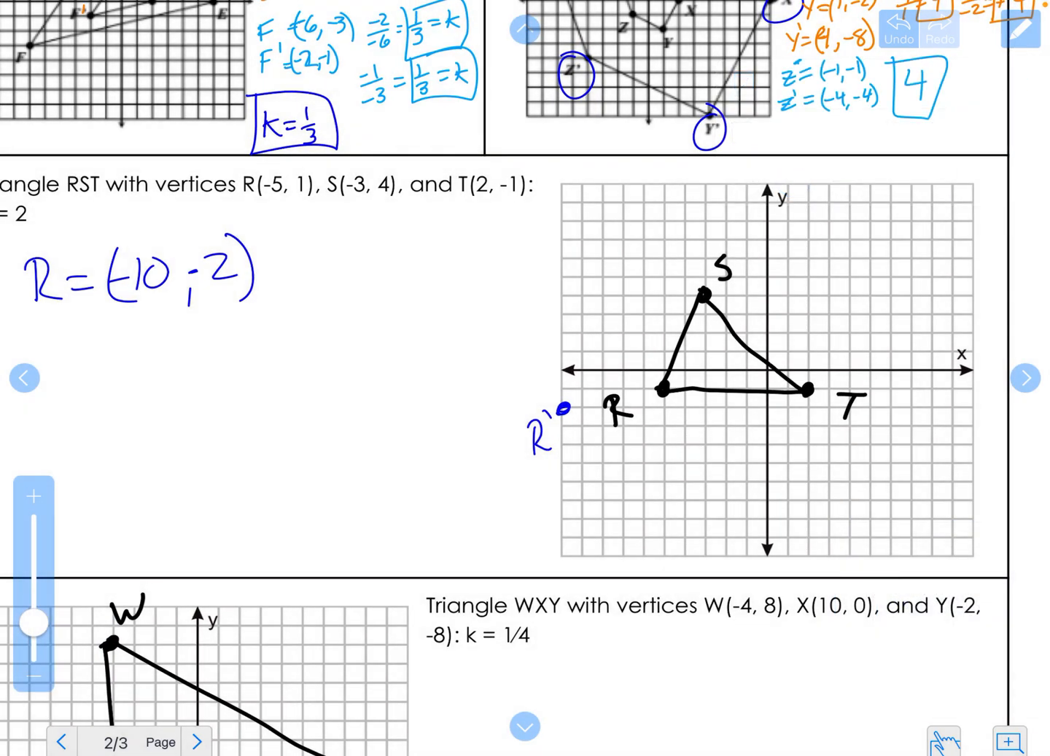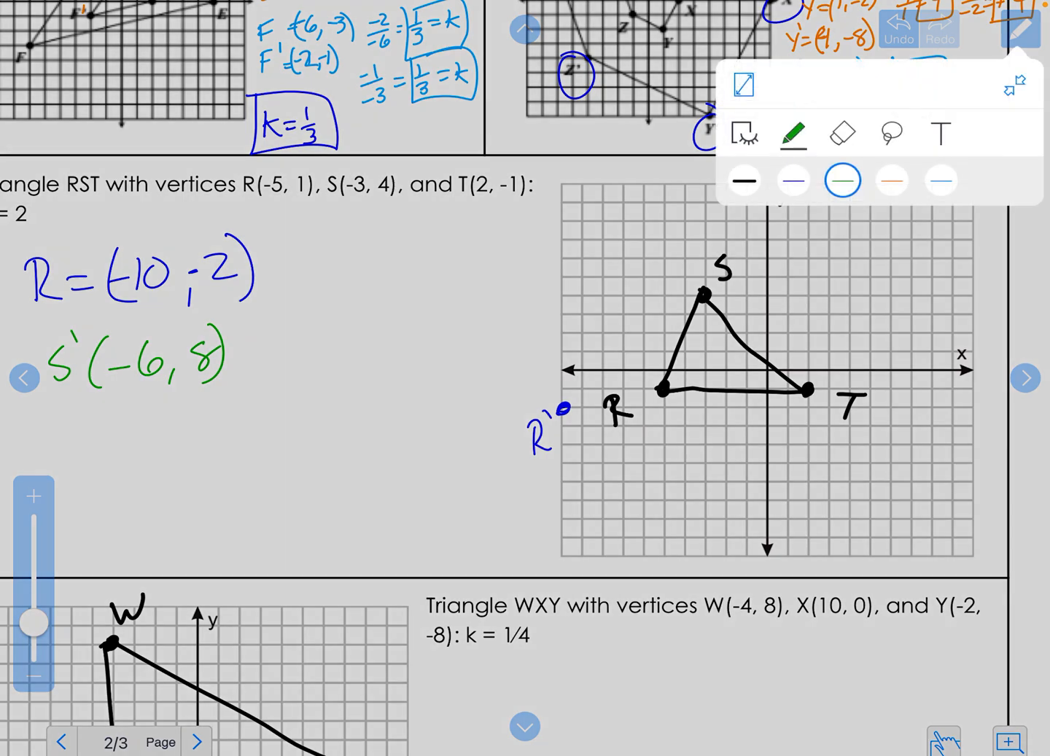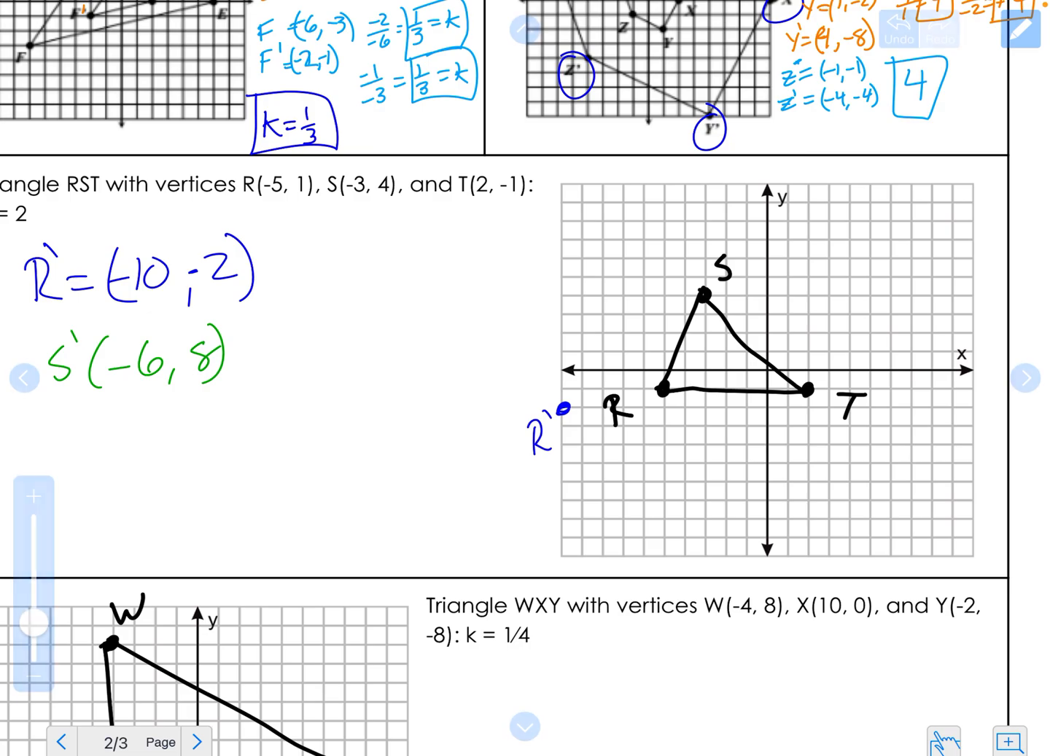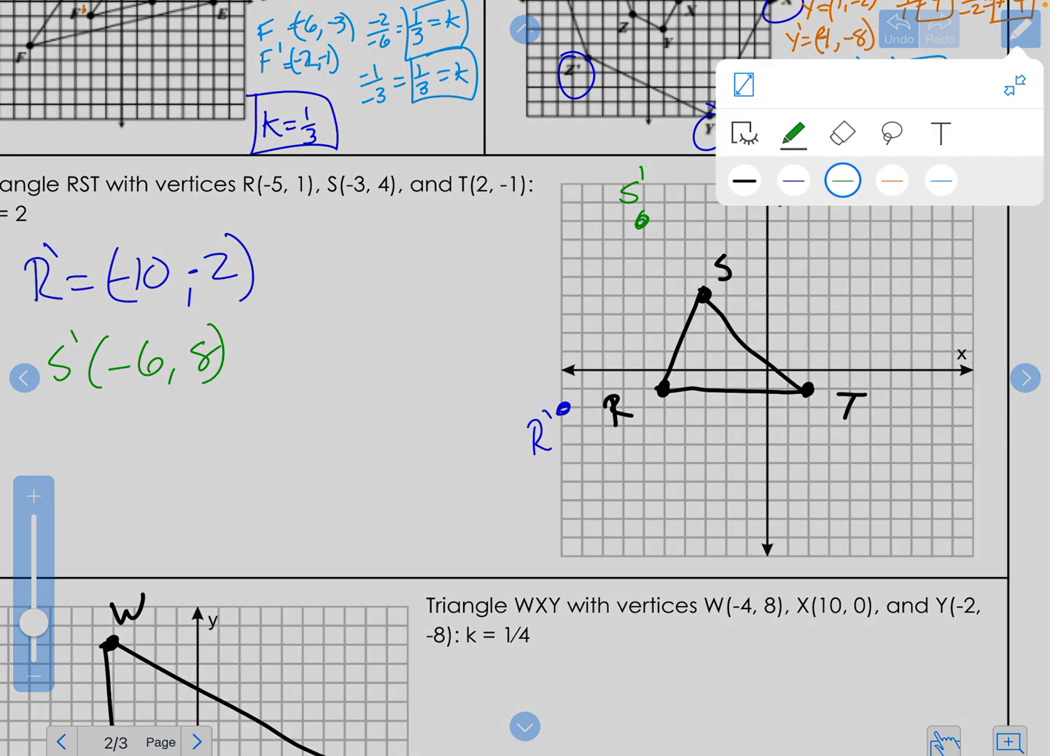For S, negative 6, 8 is going to be S prime. Sorry, I forgot to put my R prime on there. So negative 6, negative 8. 4, 5, 6, 1, 2, 3, 4, 5, 6, 7, 8 is S prime.